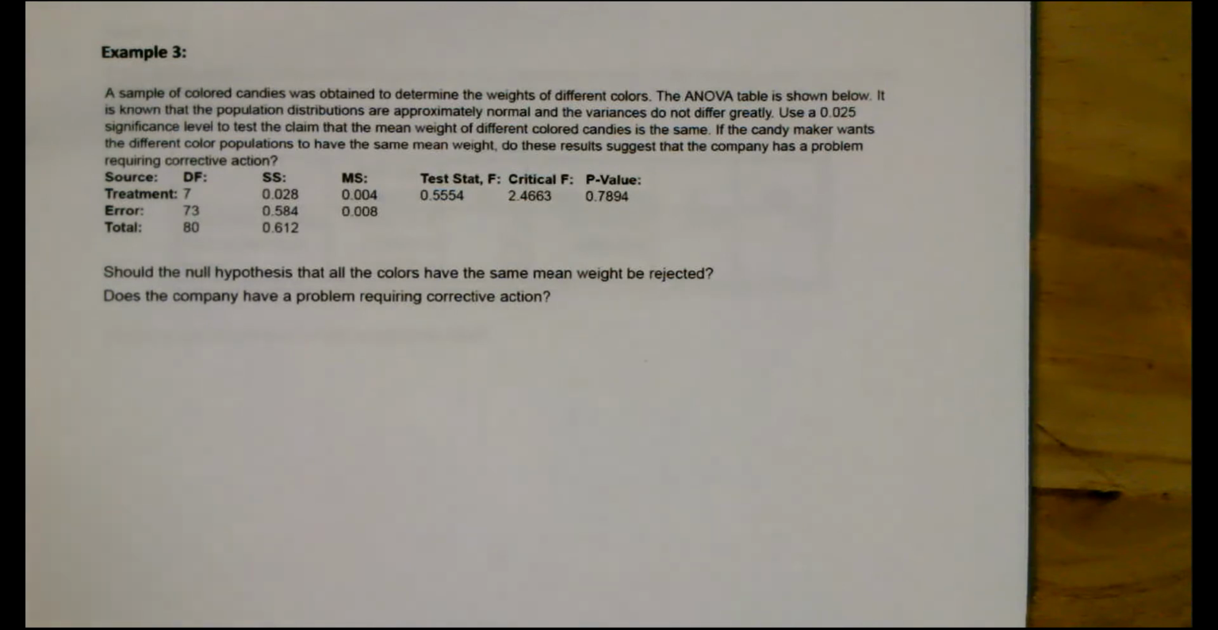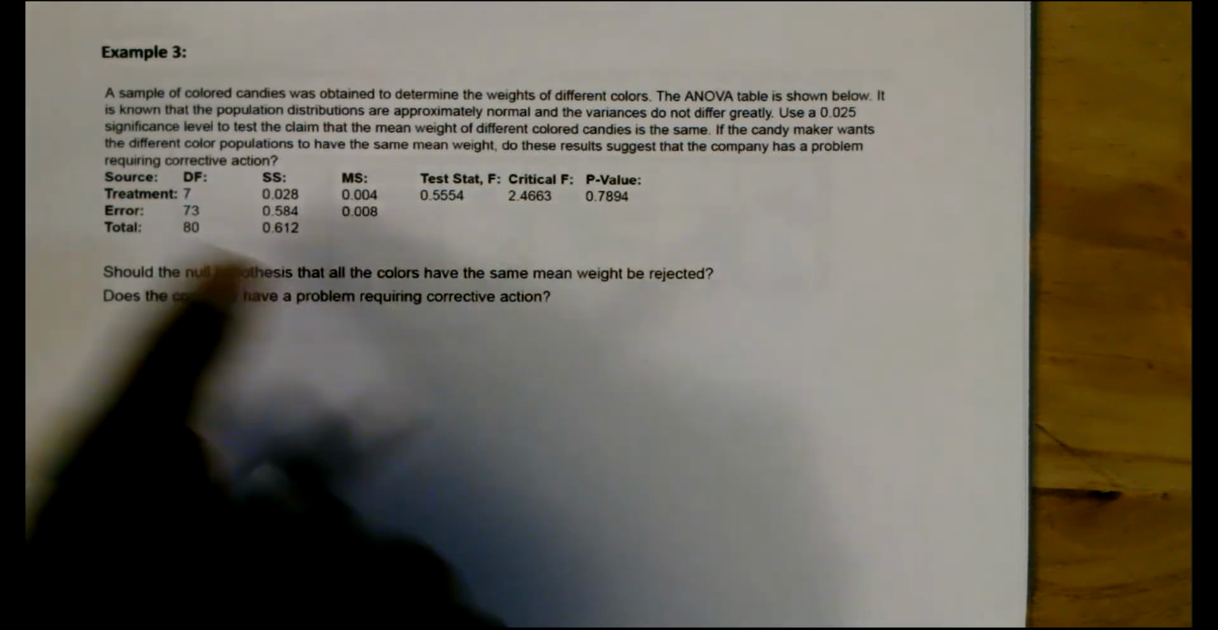Let's look at example 3. A sample of colored candies was obtained to determine the weights of different colors. The ANOVA table is shown below. It is known that the population distributions are approximately normal and the variances do not differ greatly. Use a 0.025 significance level to test the claim that the mean weight of different colored candies is the same. If the candy maker wants the different colored populations to have the same mean weight, do these results suggest that the company has a problem requiring corrective action?